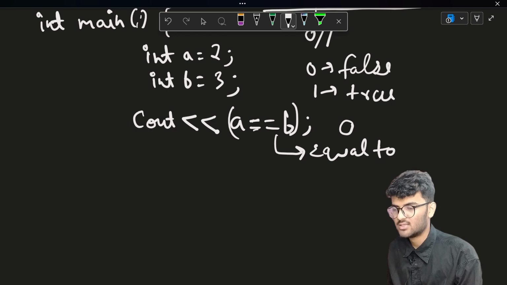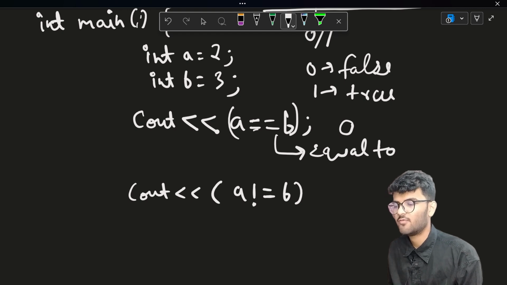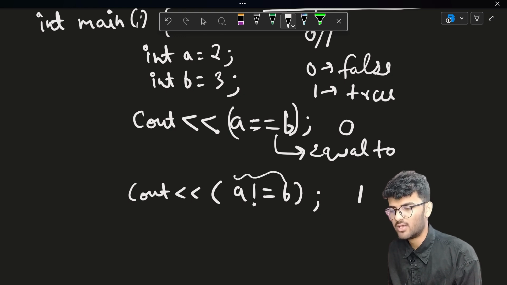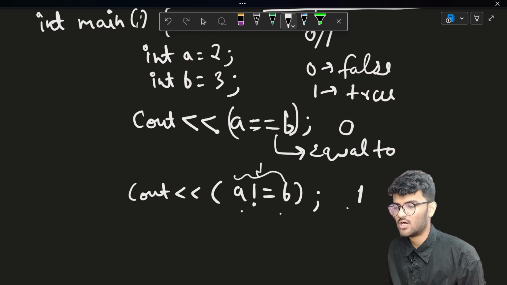And the second is cout a not equal to b. What will it give? It will give 1, because it is correct. This expression is saying that a is not equal to b, whether it is true or false. a that is 2 and b that is 3, क्या 2 3 के बराबर है? No, नहीं है. ये बोल रहा है 2 3 के बराबर नहीं है, yes it is correct. So we will print 1. So the output of this expression will be 1.